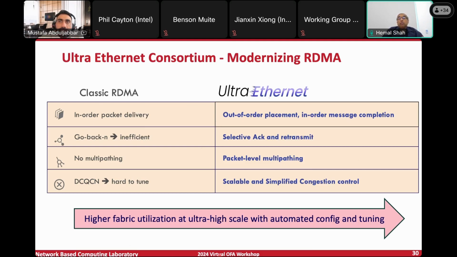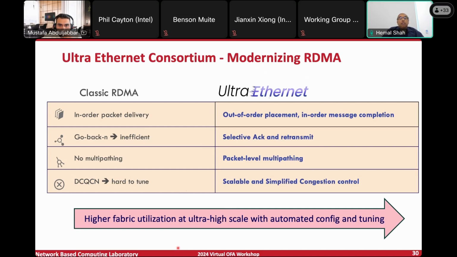First of all, it only supports in-order placement and delivery. So these are some of the things the Ultra Ethernet Consortium is trying to address at the transport layer and the application or API level, where it enables you to do out-of-order placement, but still preserve in-order message completion. So that's one of the ideas.